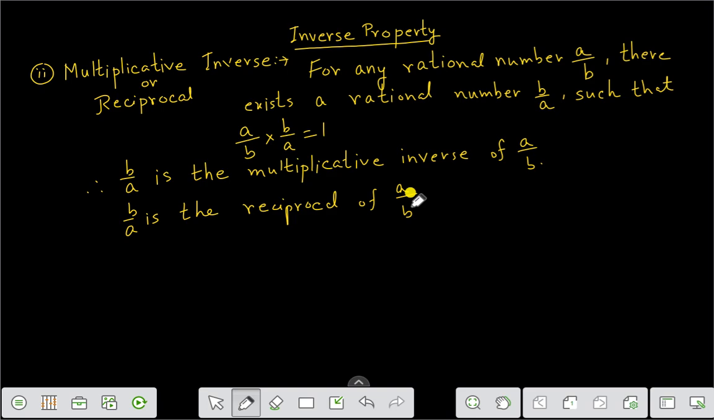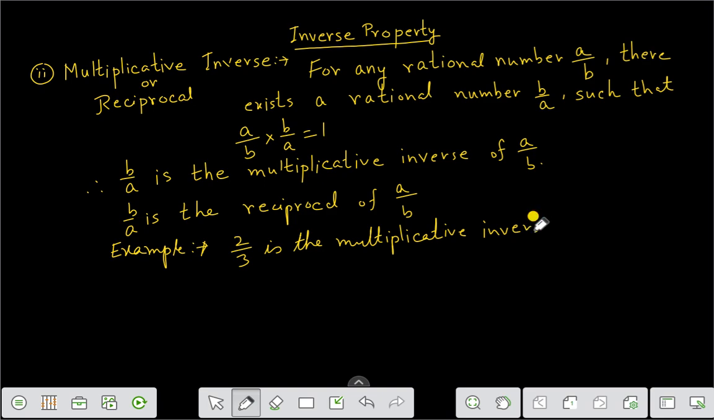Let us take one example. Suppose we take a rational number like 2 by 3. 2 by 3 is the multiplicative inverse of 3 by 2. Here you see, if you multiply 2 by 3 into 3 by 2, it comes to 1.